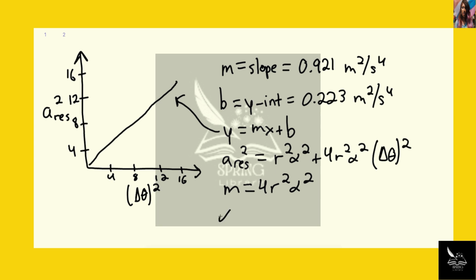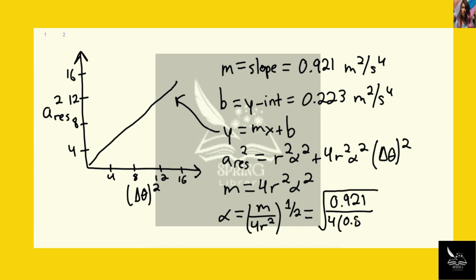which means that alpha is going to be equal to m over 4r squared all to the 1/2 power, and we can then solve. So this would be 0.921 divided by 4 times 0.8 squared, and we find that the angular acceleration is 0.600 radians per second squared. So this would be our angular acceleration. This would be our answer for part B, essentially.